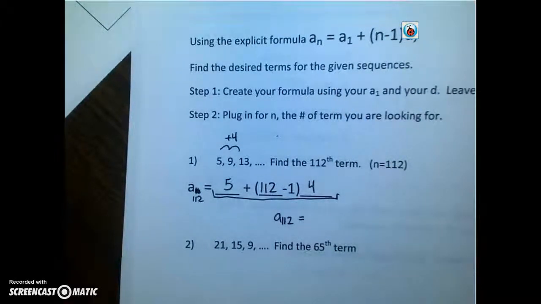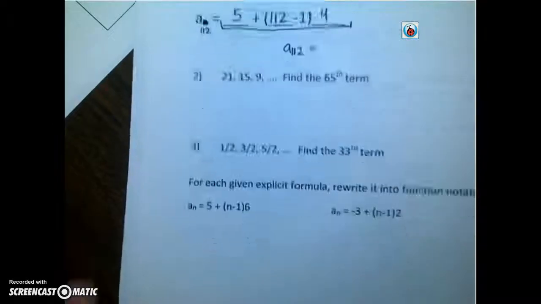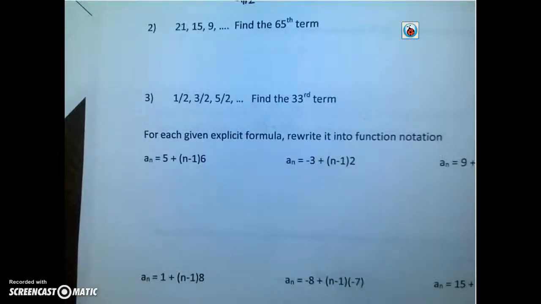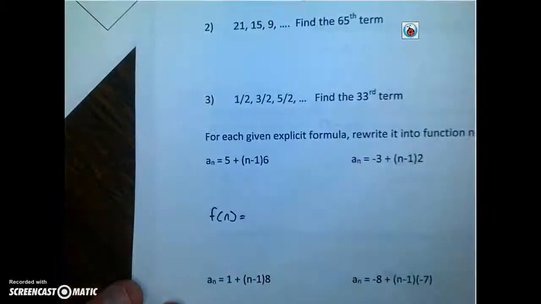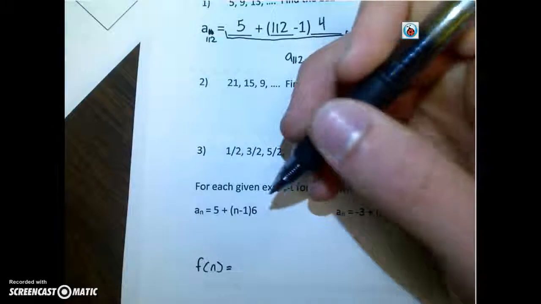Okay. Now, for these here, it says, for each given explicit formula, rewrite into function notation. This just wants us to take it from the explicit formula and change it over so that we are now in function notation. So basically make it a linear equation. This is just polishing it up.